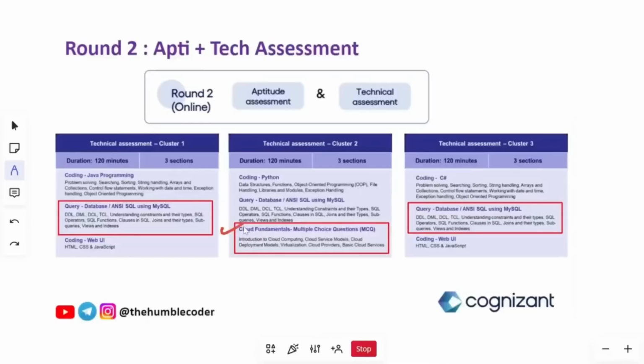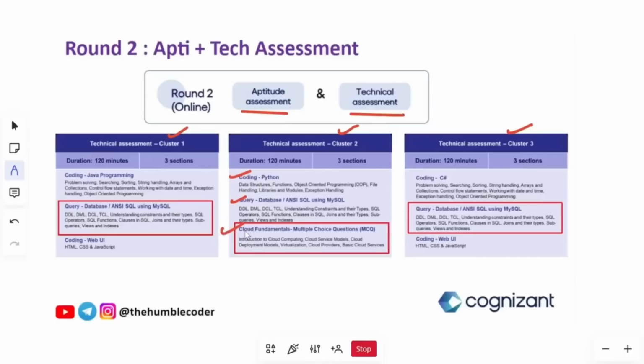So in this syllabus, if you see this part, I was telling you, right, in Cognizant round 2, basically there are two things. First is aptitude assessment and the second is technical assessment. So in technical assessment, we have three clusters, cluster 1, cluster 2 and cluster 3. If you opt for cluster 2, you will get coding, Python, query, database, ANSI, SQL and MySQL. For this also I have uploaded the video already. Make sure to check that if you haven't checked it.